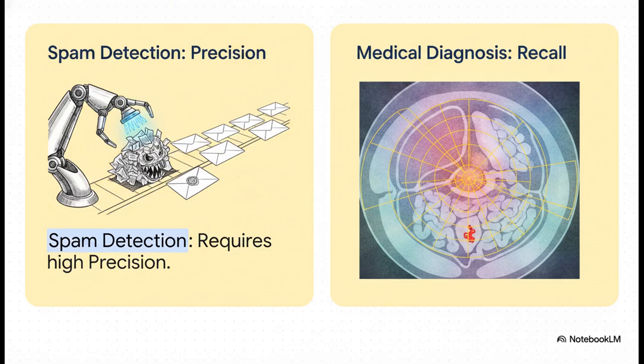Here, you need high recall. If a patient is sick, you absolutely must find them. A false positive, like asking a healthy patient to just take another test, is mildly annoying. But a false negative, missing a deadly disease entirely, is tragic. The real-world stakes completely dictate the math that we have to prioritize.